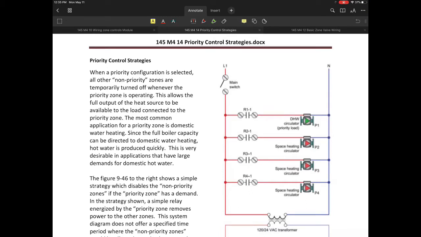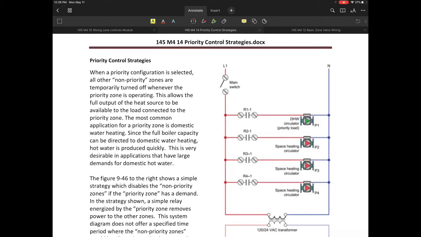The term priority is a term that we give to preferential treatment; it's first in line to be able to get a demand, as an example. I'll give you a couple of examples of priority zones. By far the most common example of a priority zone would be domestic hot water.